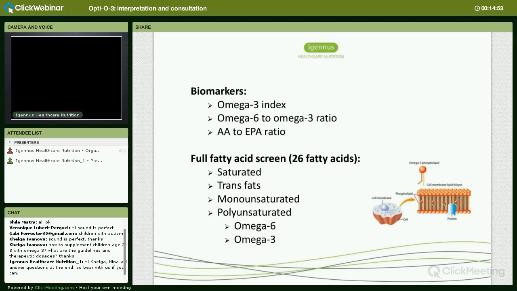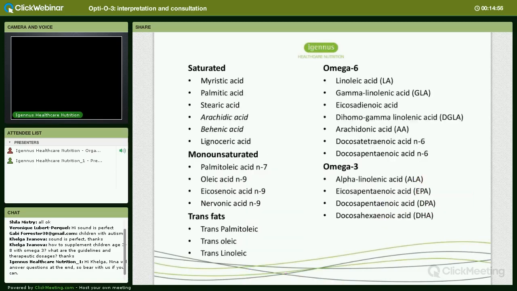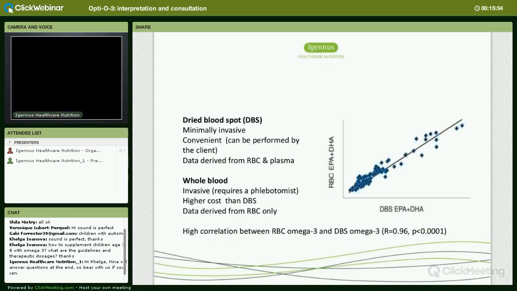Now, we choose to screen for the following fatty acids. These are the fatty acids that we screen for. And this is because the profile that we have here is the closest, or has the highest correlation, with the fatty acids that are screened for in the development of the validated version of the omega-3 index. So our omega-3 index is highly correlated with published data. So we've got 6 saturated, 4 monounsaturated, 7 omega-6, 4 omega-3, and then 3 trans fatty acids.